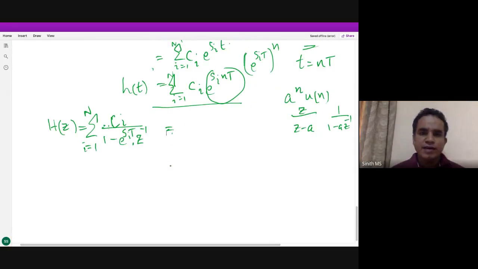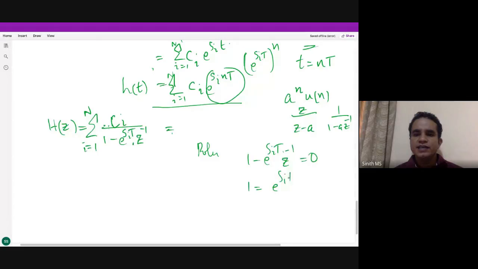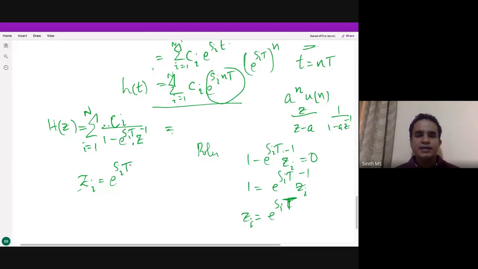So this is your z-transform, and if you see the poles here, 1 minus e raised to si T z inverse is 0, or 1 is e raised to si T z inverse, or z is basically e raised to si T. So each of the poles will be zi equal to e raised to si capital T. Each of the poles are now e raised to si capital T.